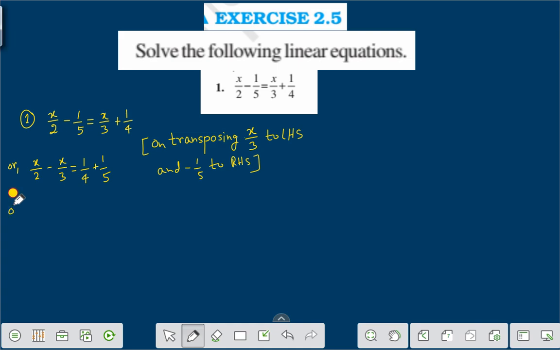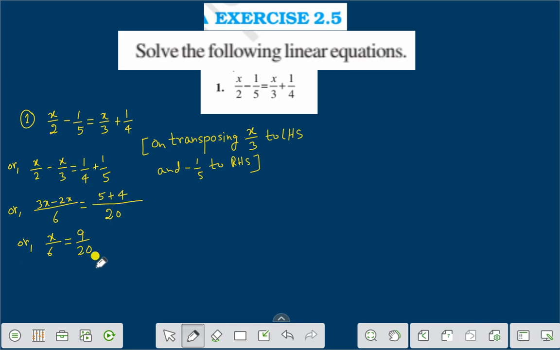Or, you take the LCM as 6, that is 3x minus 2x. Here if you take the LCM of 4 and 5, it is 20, that is 5 plus 4. Or 3x minus 2x is x by 6, is equal to 5 plus 4 is 9 by 20.